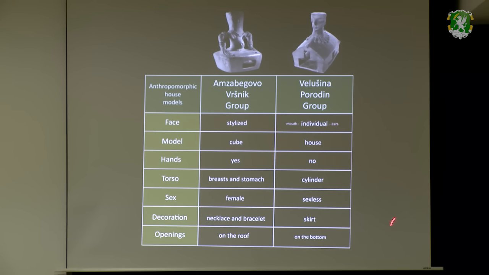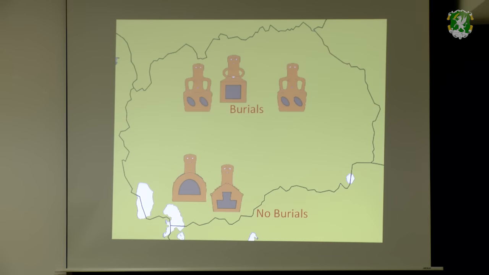In contrast, in Velushina Porodin group, most of the representation of the face is individual. There is a house instead of a cube. They don't have hands except one model. The body mainly consists of a cylinder. Most of them are sexless except one, and they have some kind of skirt, and they have an opening only on the bottom. They don't have openings on the corners, but only on the very bottom. So there are huge differences between these groups on the level of producing house models.